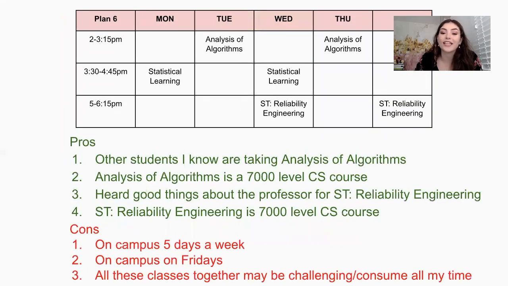Plan 6. So in this plan, I have analysis of algorithms, statistical learning, and reliability engineering. So some of the previous pros are repeated here. I know other students taking analysis of algorithms, and also it's 7,000 level. And then I've also heard good things about the reliability engineering professor, and that course is also 7,000 level.